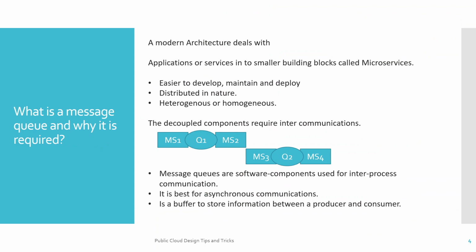What is a message queue and why is it required? In a modern architecture, applications or services are decomposed into smaller building blocks called microservices. Microservices are easier to develop, maintain, and deploy. They are distributed in nature and they are either heterogeneous or homogeneous. So, the decoupled components always require intercommunication, and message queues are software components used for that inter-process communication. It is best for asynchronous communications, and it is a buffer to store information between a producer and a consumer.